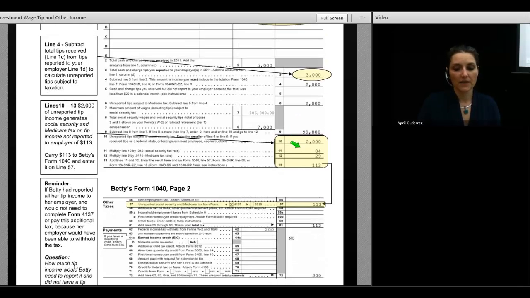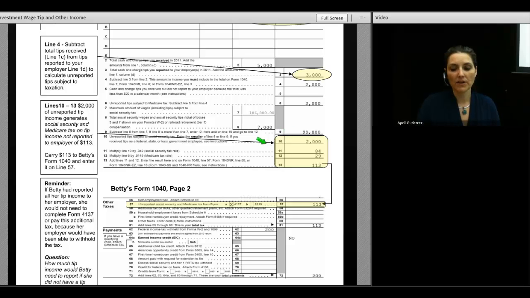Then we look at some other computations going on here, one of which is the maximum amount of Social Security income you can have, or maximum amount of earned income you have subjected to Social Security tax before you max out on the Social Security tax you need to pay for the year. And it's $106,800 of wage income that you are allowed to earn before you max out. And this formula right here, line 7 minus line 8, is just used to establish whether or not Betty has maxed out. And clearly she's a long way from maxing out. So what that means is that all of the $2,000 of unreported tip income is going to be subject to Social Security and Medicare tax.